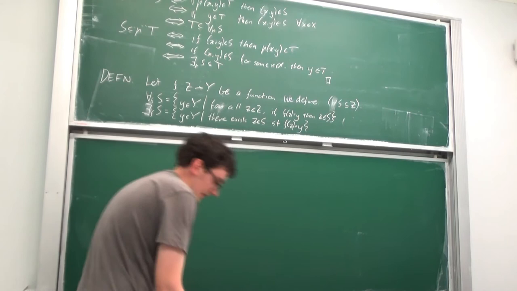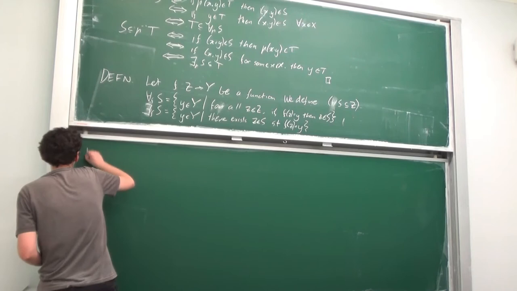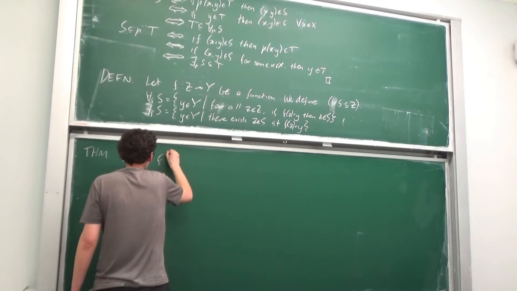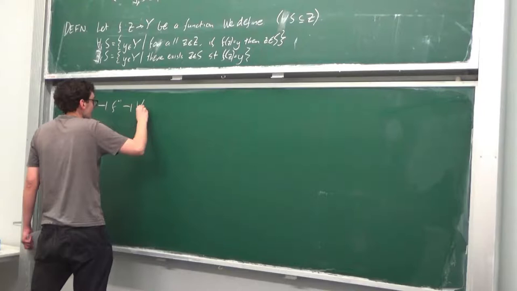Then, unsurprisingly, the theorem we just did generalizes to this case. So the image f lower star is left adjoint to f inverse, the preimage, which is left adjoint to f upper star. And I won't bother proving that because it's essentially the same thing, just translating.